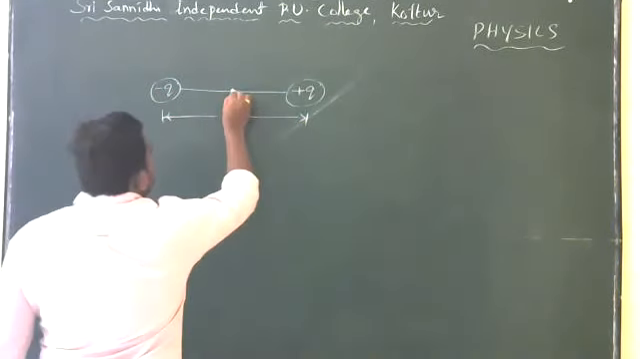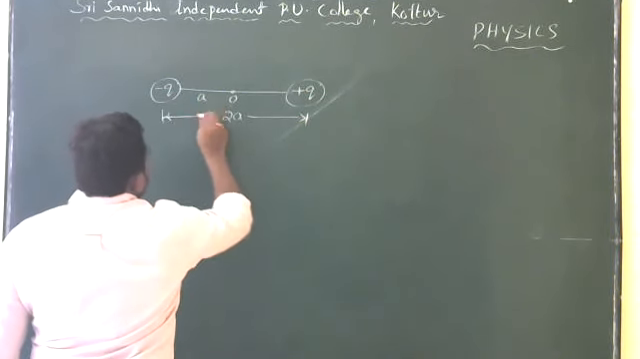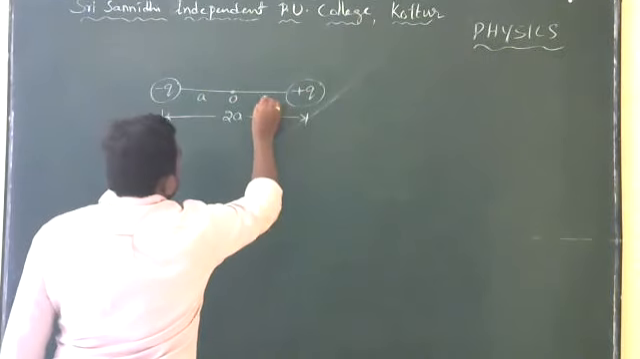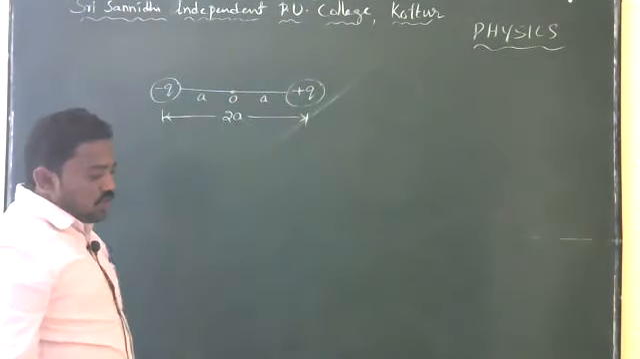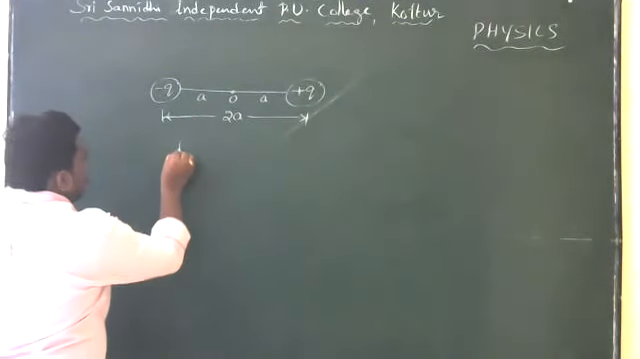Here O is the center of the dipole. The distance from the center of the dipole to the minus q charge is a, and from the center of the dipole to the plus q charge is also a. Every dipole has a dipole moment, which is denoted by P.